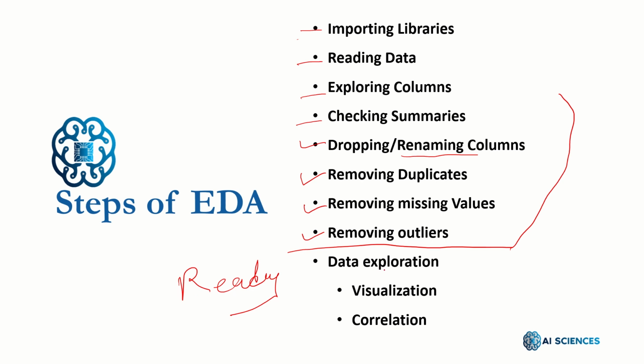So now your data is ready, and now you can explore your data. Now, how should you explore your data? You should visualize your data. You should find the correlations between the columns, and you can do whatsoever you want, right? For now, we will only visualize the data, and we will find some correlations between the columns. But before that, we have to do all these steps that we have discussed over here, right?